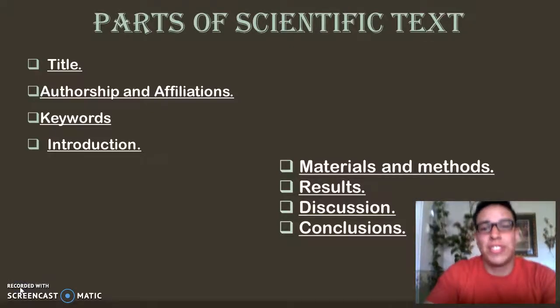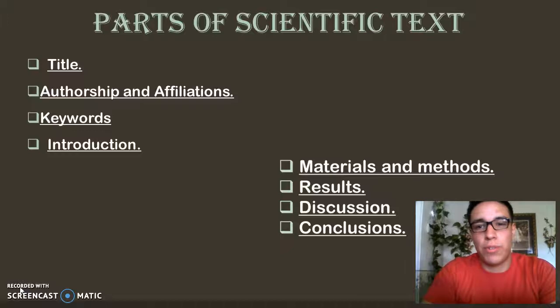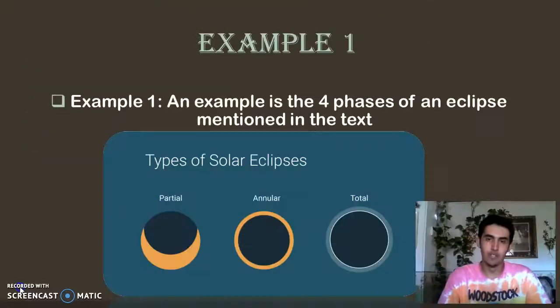Discussion. The discussion studies the importance and the interpretation of the results. Conclusions. Here, future objectives can be considered in the research line. To better understand what we are talking about, we will give you some examples. For example, the four phases of an eclipse.